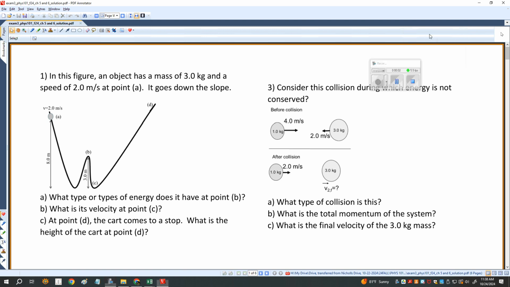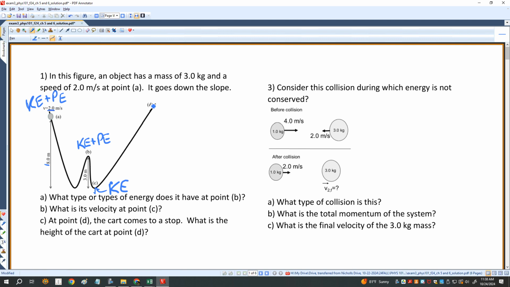Okay, this is exam 3 for spring 24. First, for your response, I want to label the types of energy that I have. So here, since I have a velocity and I'm at a certain height, I have both kinetic energy and potential energy. At point B, likewise, kinetic energy and potential energy. Down here at C, H is equal to 0, so I only have kinetic energy.